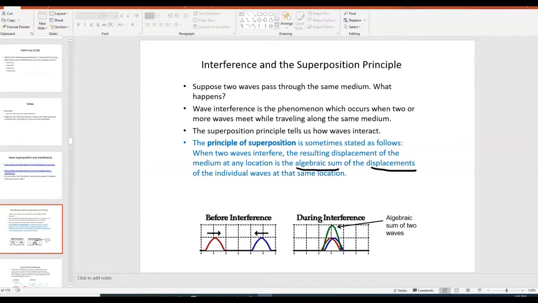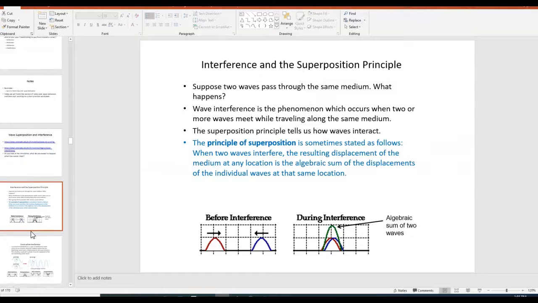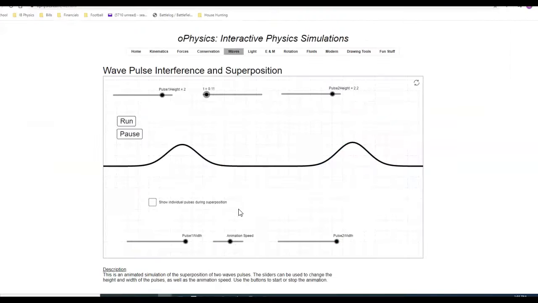Now, because any type of wave has superposition, you get something called interference. In the notes it says interference is the phenomenon which occurs when two or more waves meet while traveling along the same medium. And there's two types of interference you need to know about. Here's how this works.